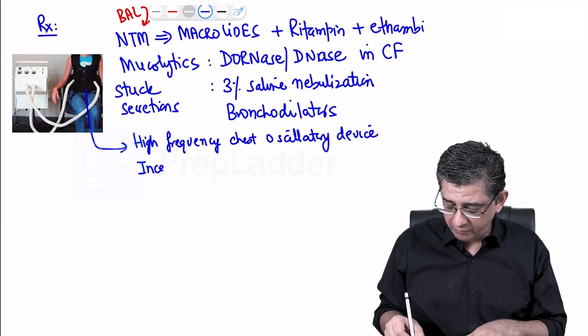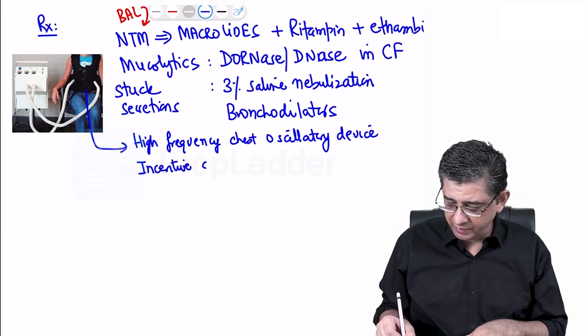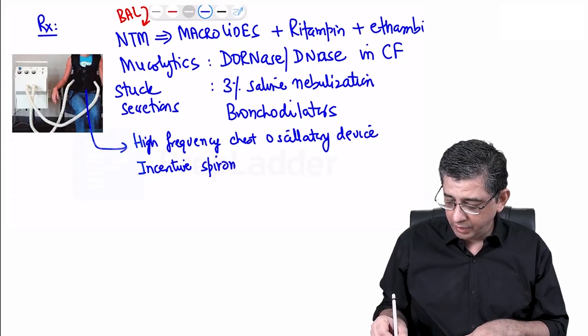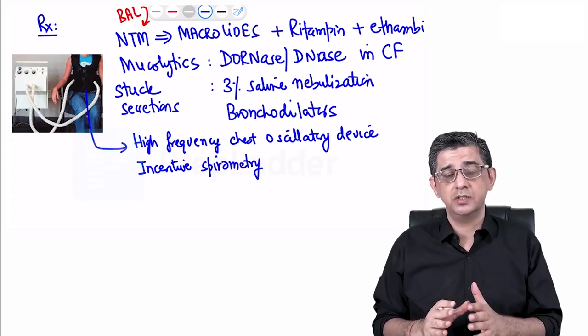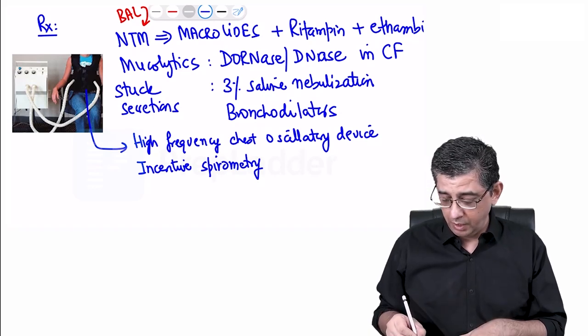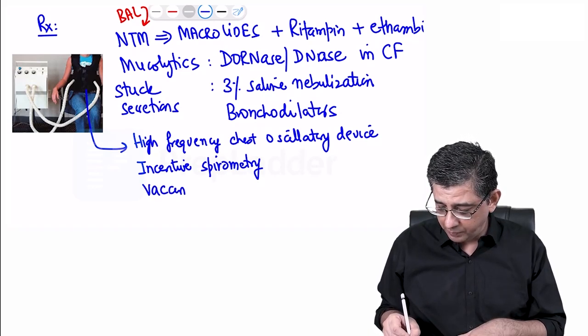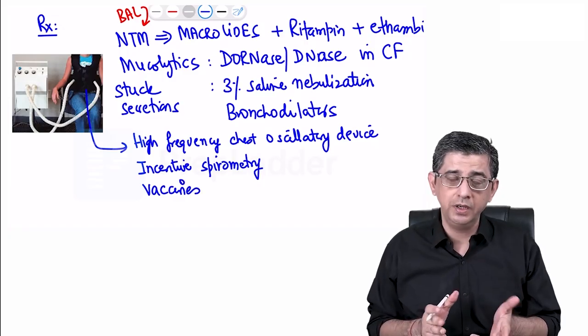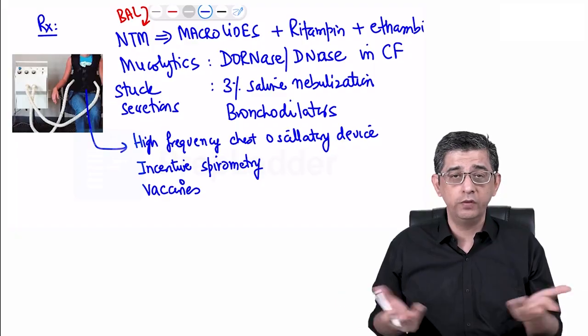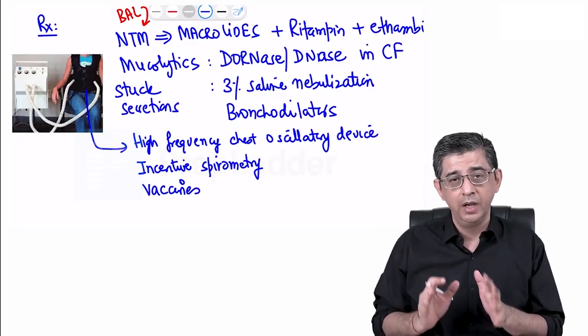Along with this, obviously motivating the patient to use incentive spirometry. I would like him to exercise his chest muscles so that they are in optimal shape. If it's a geriatric age group patient, then the vaccines for the person should definitely be on, at least in the current scenario, the COVID vaccination schedule of this person should be up to date.